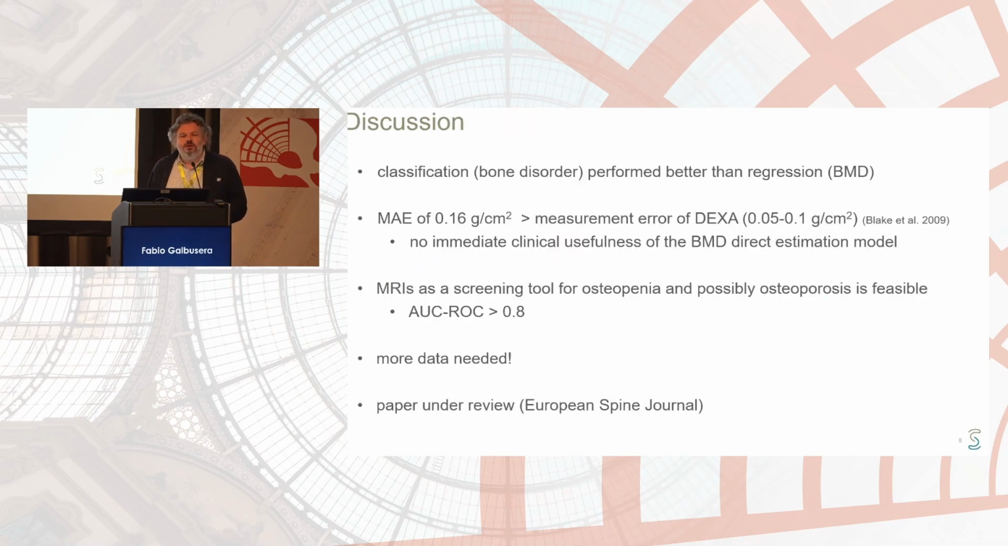So coming to the conclusions, the classification task worked definitely better than the regression task. The models in which we said that the bone is pathological or not worked definitely better than when we tried to predict the BMD. This mean absolute error of 0.16 is quite a bit larger than the measurement error that we have in the DEXA. So we might not be able to use that tool for clinical use, but if we try to use MRI as a screening tool to see if we have a bone disorder or osteoporosis, yes or no, this is definitely something that we can do already now.